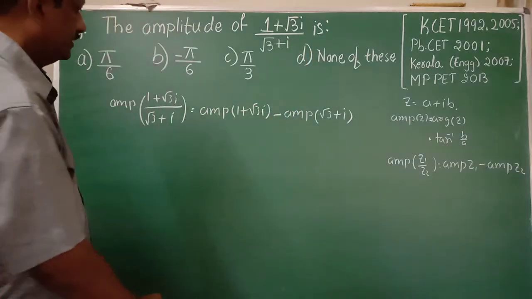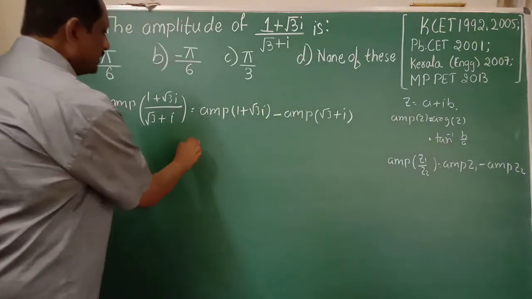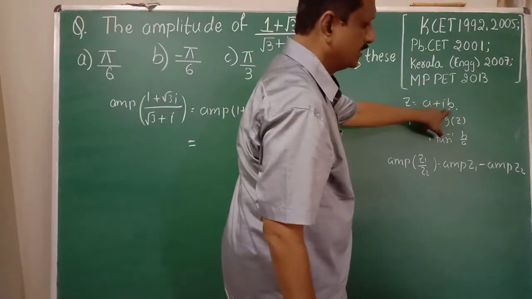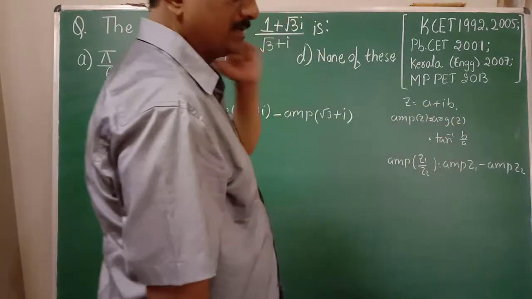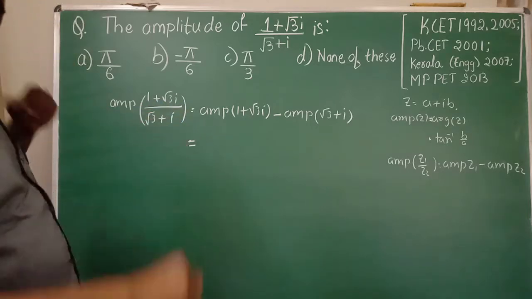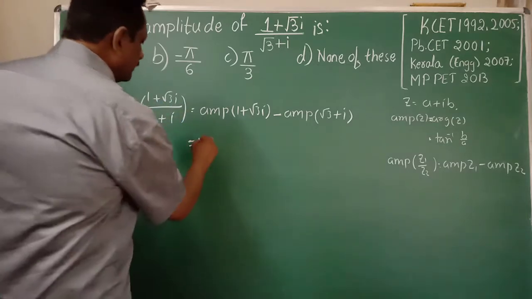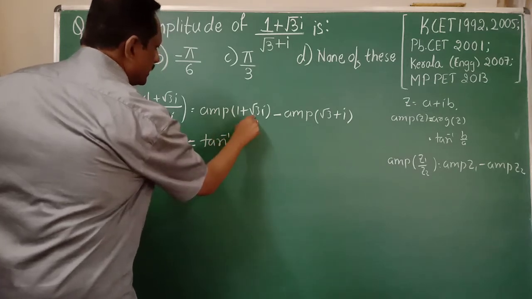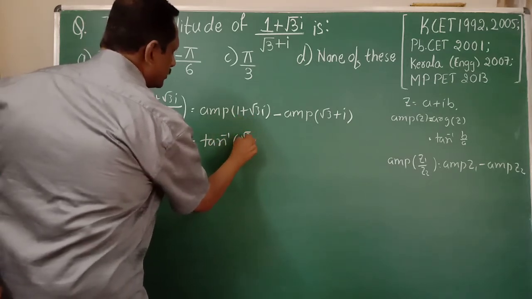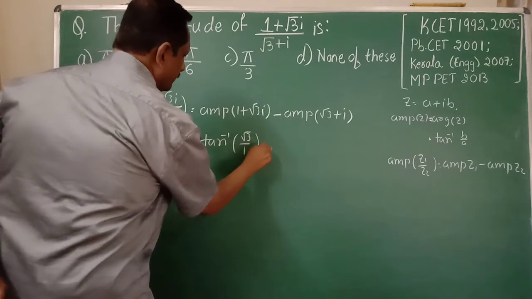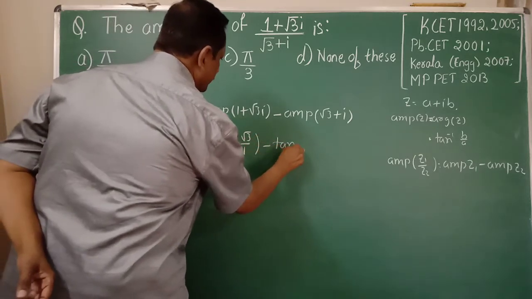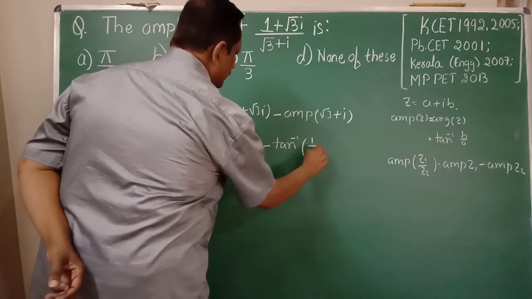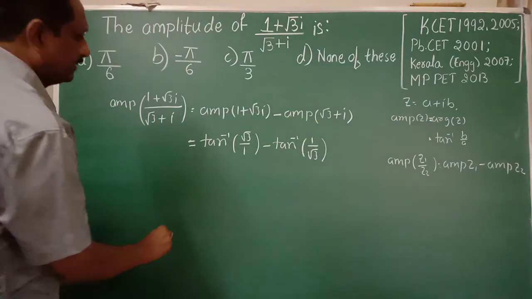Then this is equal to, both are positive here. If A is positive and B is positive, then alpha comes under the first quadrant. Hence tan inverse of root 3 divided by 1 minus tan inverse of 1 upon root 3, that is 1 divided by root 3.